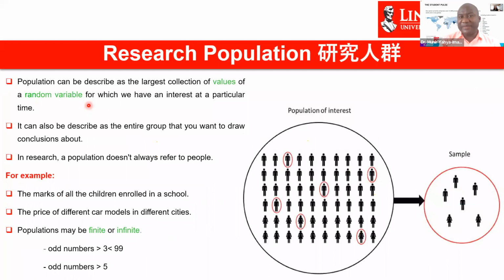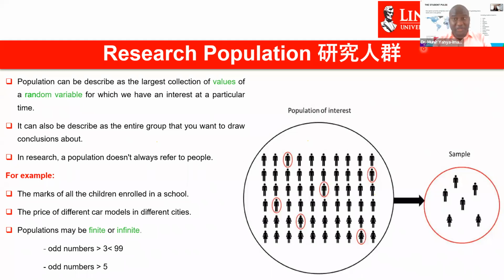Population can be described as the largest collection of values of a random variable for which we have an interest at a particular time. It can also be described as the entire group that you want to draw conclusions about. In research, the population doesn't always refer to people, like I said earlier. An example of population could be the marks of all the children enrolled in a school.